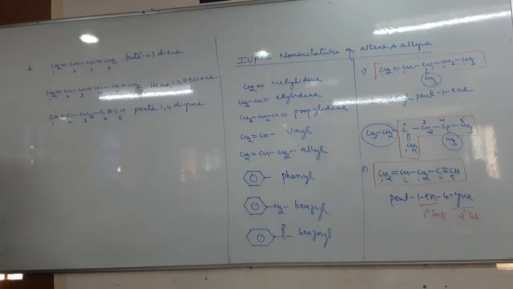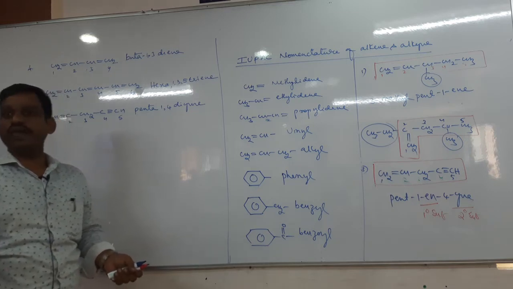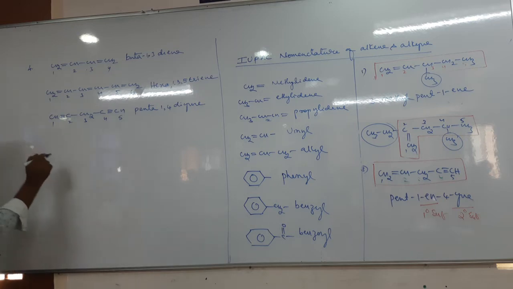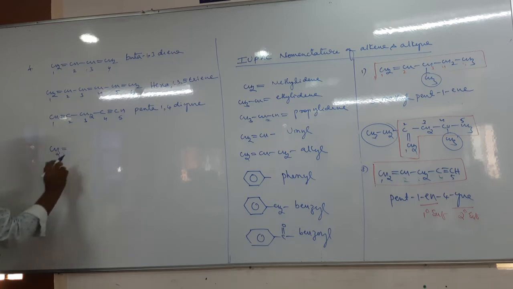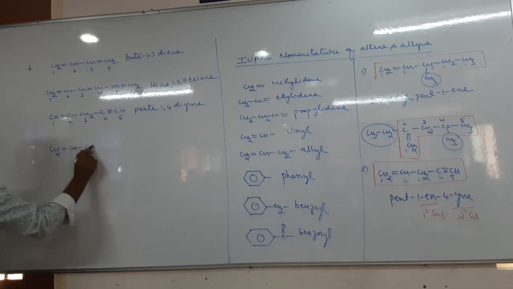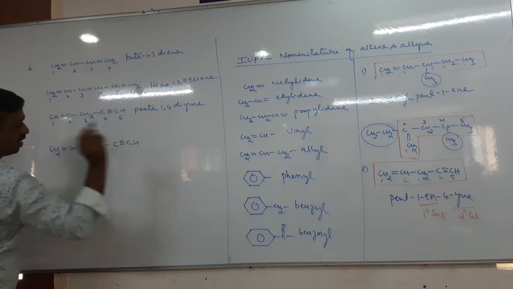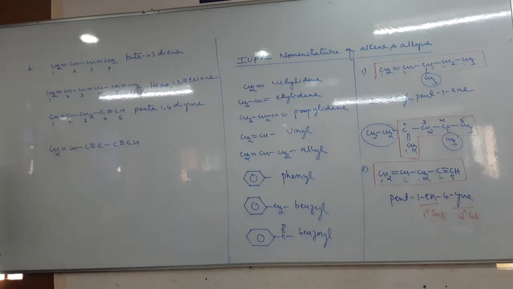Next is when the letter A should not be added. In which case? For example, if it is CH2=CH-C≡CH. Now tell me, in this case, what is the IUPAC name?